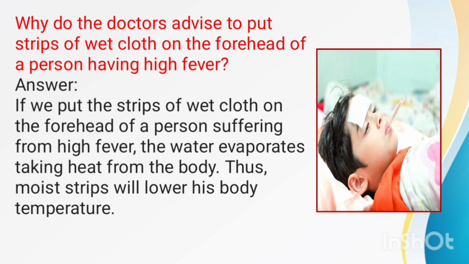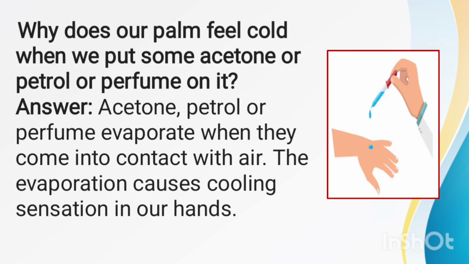Why do the doctors advise to put a strip of wet cloth on the forehead of a person having eye fever? If we put the strip of wet cloth on the forehead of a person suffering from fever, the water evaporates, taking heat from the body. Thus, the moist strip will lower his body temperature. Why does our palm feel cold when we put some acetone or petrol or perfume on it? Acetone, petrol, or perfume evaporate when they come into contact with the air. The evaporation causes cooling sensation in our body.